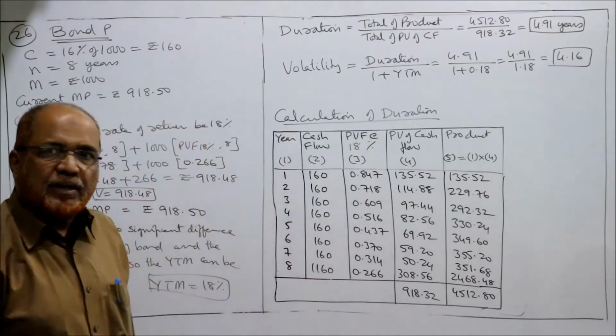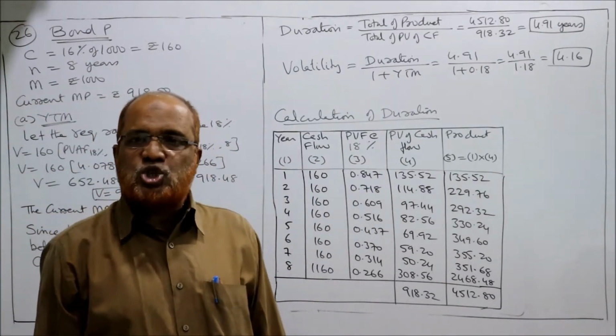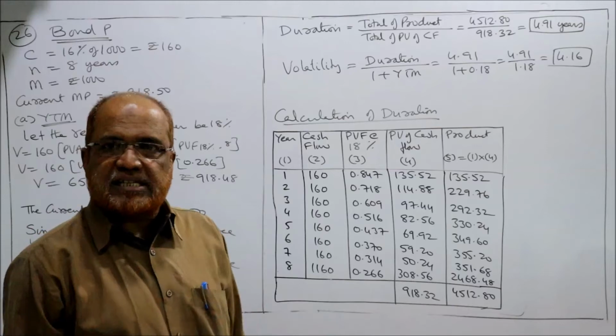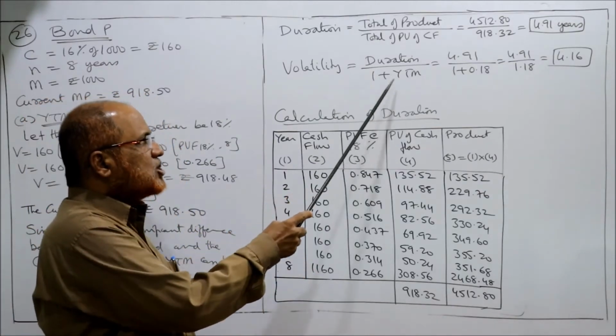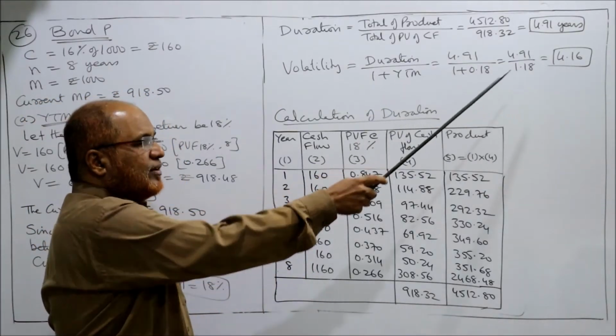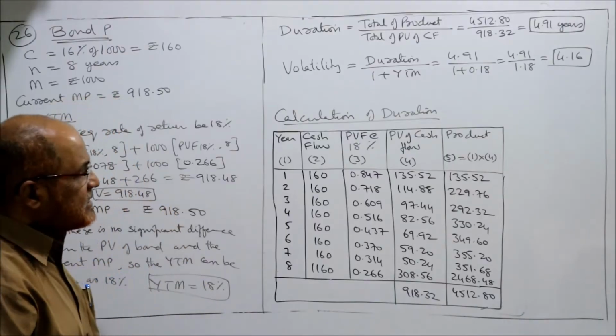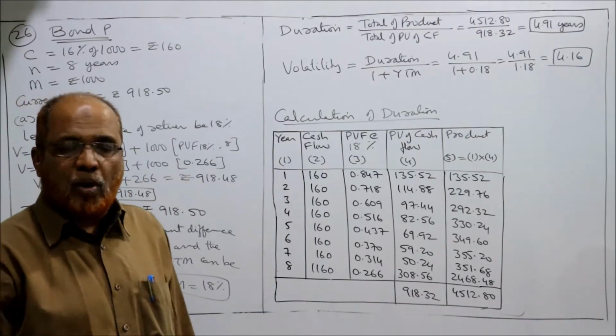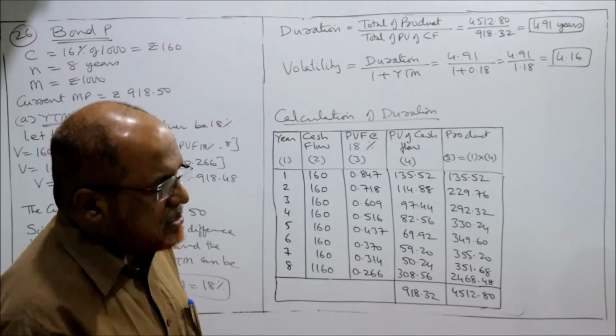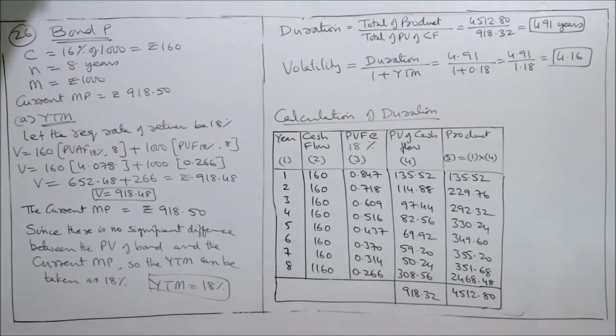And volatility is the sensitivity of the bond price to changes in interest rates. So the volatility formula is duration divided by 1 plus YTM. So we got 4.16. So this is the answer for bond P. I am giving you the answer for bond Q. First you have to copy down this solution for bond P.